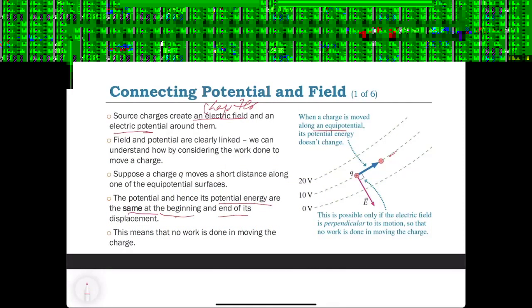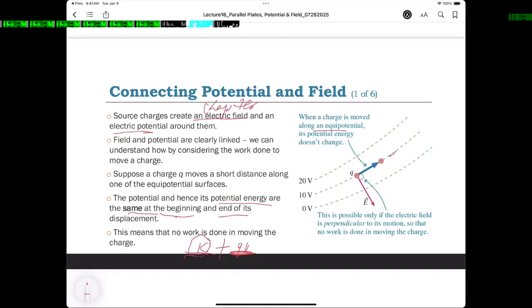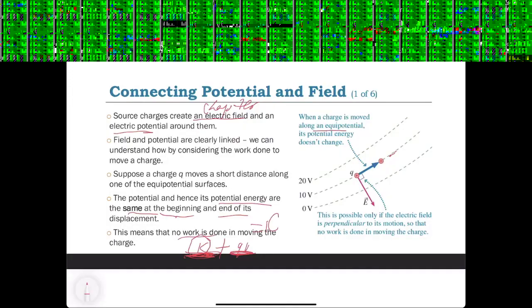Which means the total energy equals what? Kinetic energy plus potential energy, QV. But the potential energy is the same, so the total is constant. So the kinetic energy is also the same, and there is no work done.